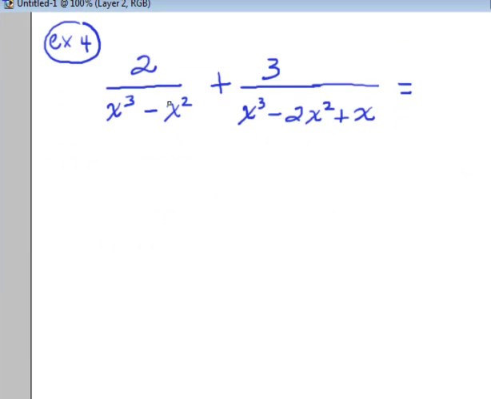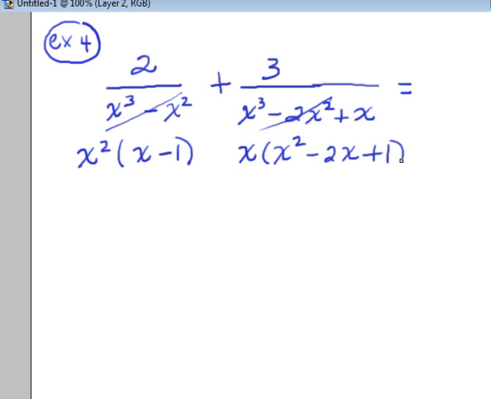In number 4, we're again adding rational expressions. We want to get a common denominator, but we have to factor first. All right, so let's factor this denominator by pulling out x squared. So we have x squared times x minus 1. And here let's start by pulling out x, and we get x squared minus 2x plus 1. And then we can factor x squared minus 2x plus 1. That's x minus 1 times x minus 1. I'll write that right away as x minus 1 squared.